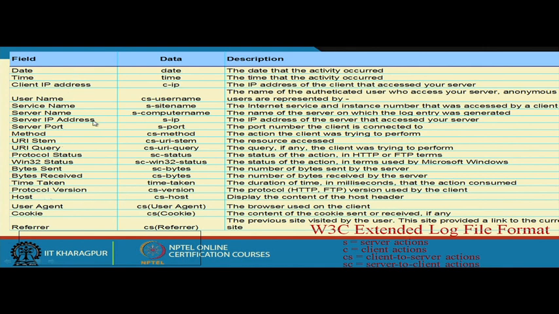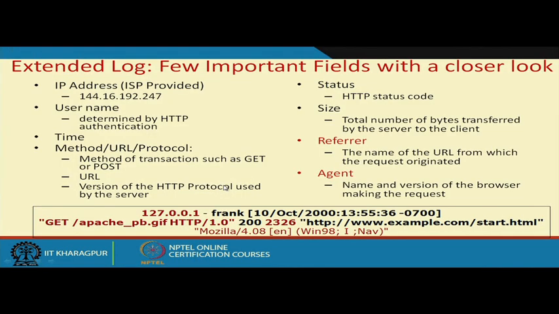It shows the date that the activity occurred, the time when the activity occurred, the IP address of the client, which we discussed may not be reflecting the true IP, the name of the authenticated user who accessed your server, and so on. You can read them out. Of these, a few important ones we are going to look at.